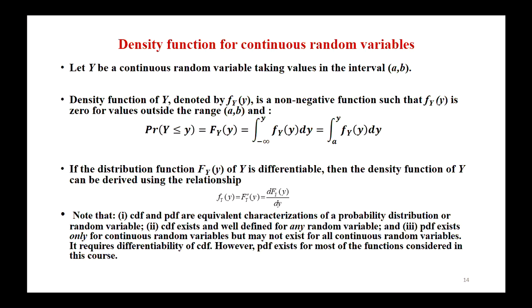Number 2, the CDF always exists, and it's well defined for any random variable. The PDF exists just for continuous random variables, and it actually may not exist for all continuous random variables. One requires differentiability of the CDF for the PDF to exist. Having said that, on this course, we're only going to consider cases in which the PDF does exist. We're only going to consider continuous random variables and their associated distributions for which we can work with a PDF. But just note that it doesn't always exist.